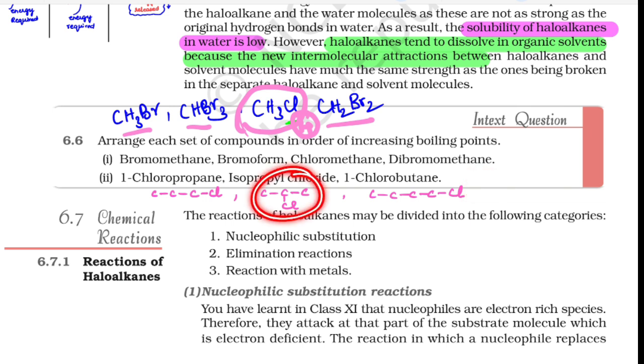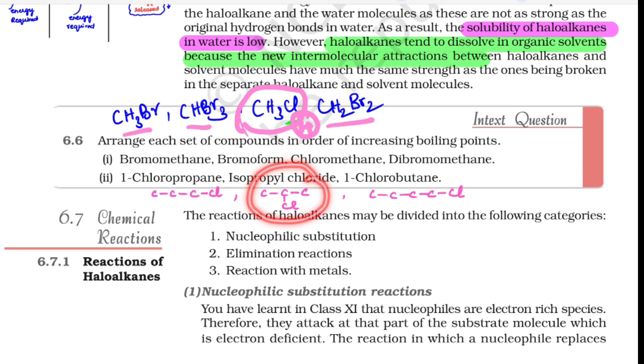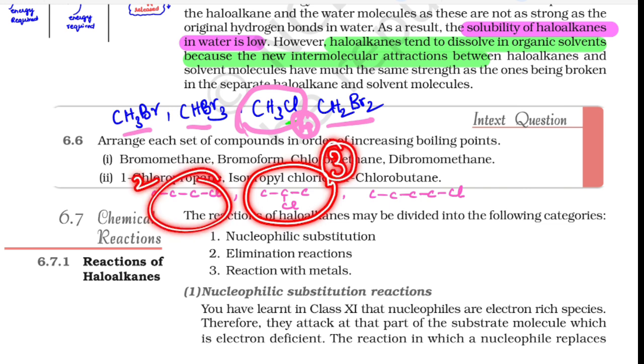And now let us compare these two. I told you that boiling point is inversely proportional to branching. Here there is a branch and here there is no branch. Since branching is present, the boiling point will be less. So this is number 3 and this will be number 2.